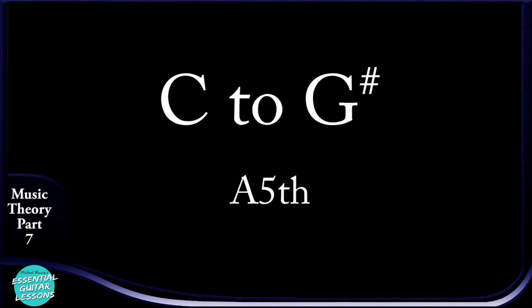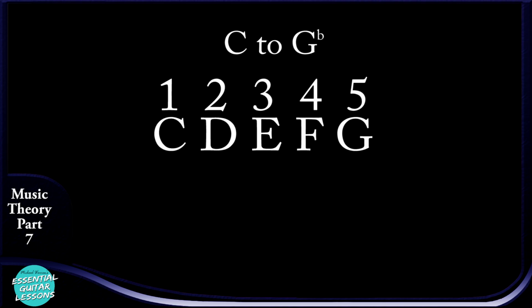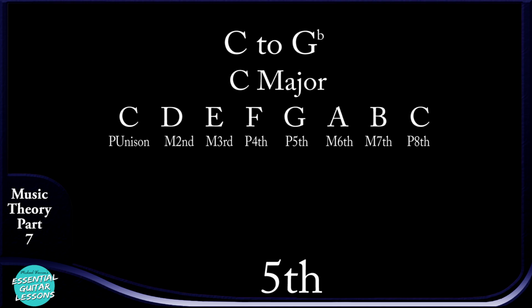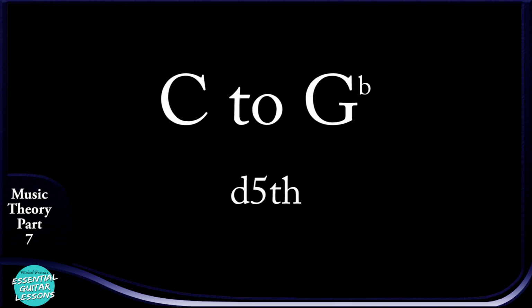So what if we were to do C to G flat? Again, we do our count, C, D, E, F, G. So again, it's still a fifth, but we don't know what type of fifth it is. So we have our C major scale. And if we look at that, the G is natural, which would be a perfect fifth. And again, we look at our next chart and we say, what do we do with a perfect when we flatten it or lower it by a semitone, which we've done to the G, makes it diminished. So that would be a diminished fifth interval there.